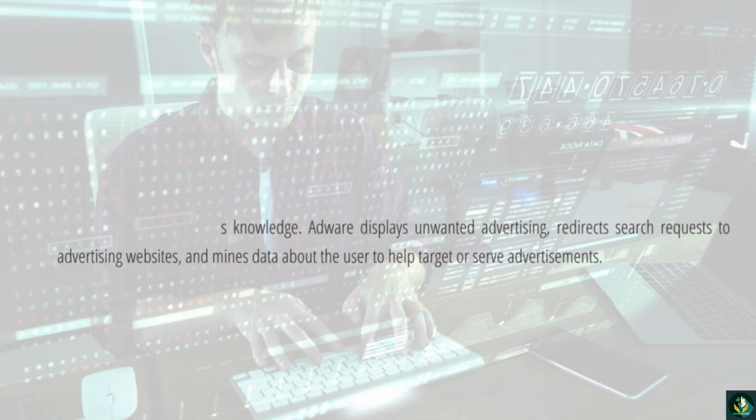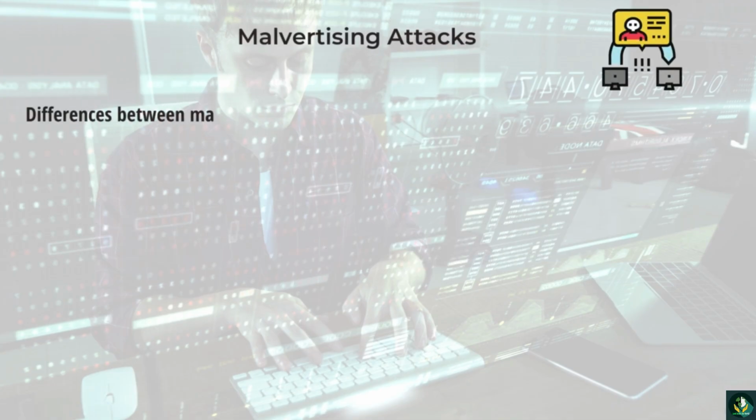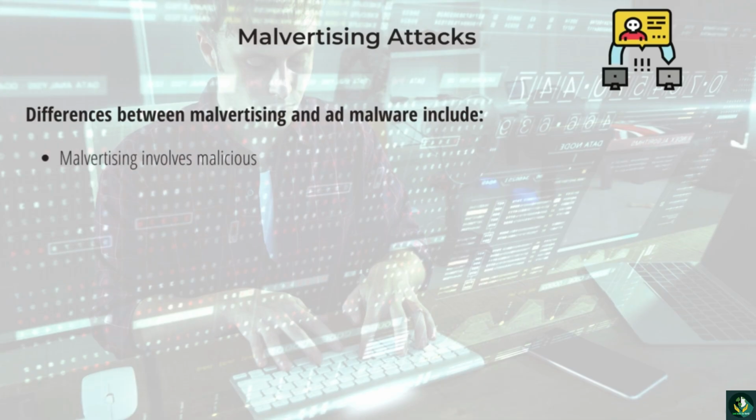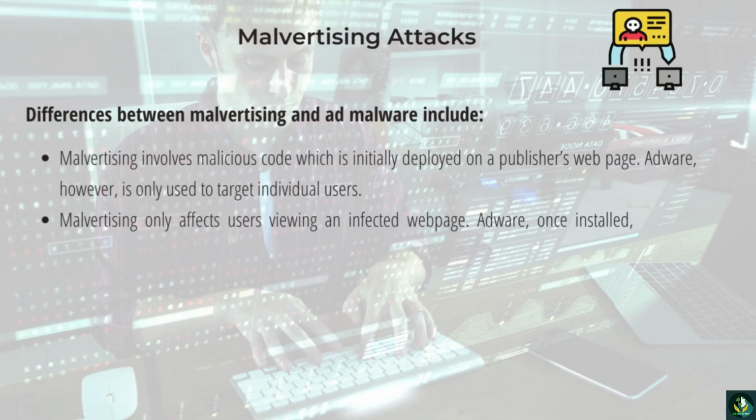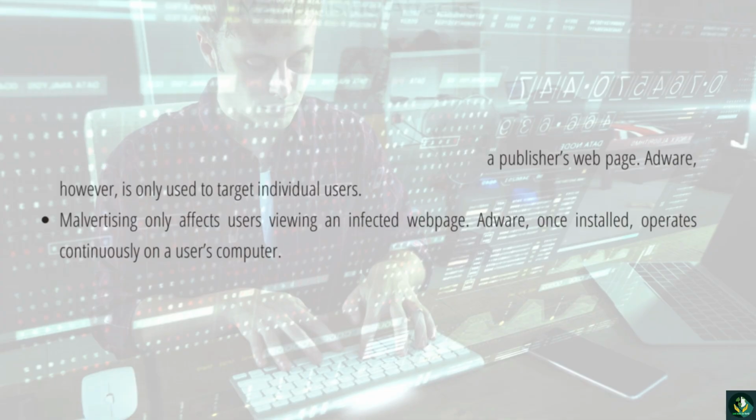Differences between malvertising and ad malware include: malvertising involves malicious code which is initially deployed on a publisher's web page. Adware, however, is only used to target individual users. Malvertising only affects users viewing an infected web page. Adware, once installed, operates continuously on a user's computer.